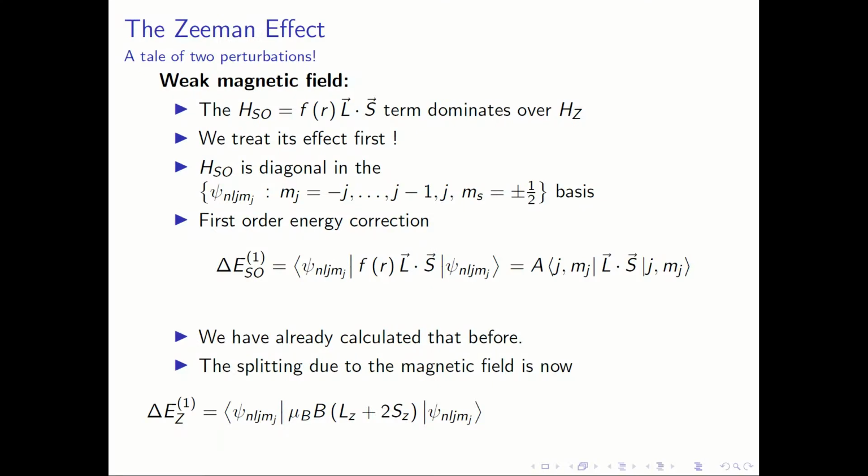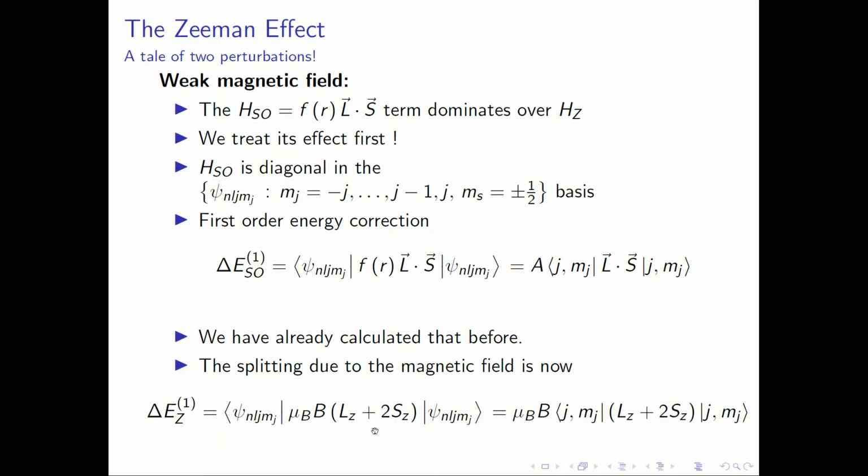The splitting due to the magnetic field has to be calculated using the operator μ_B (Lz + 2Sz), but you have to take its expectation value in the ψ_{n l j m_j} states. Remember, the spin-orbit interaction has already forced the choice of the unperturbed levels on us. And so this is the calculation we have to do.